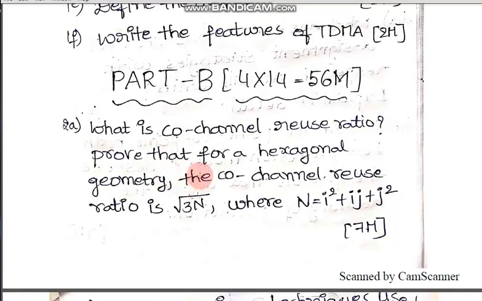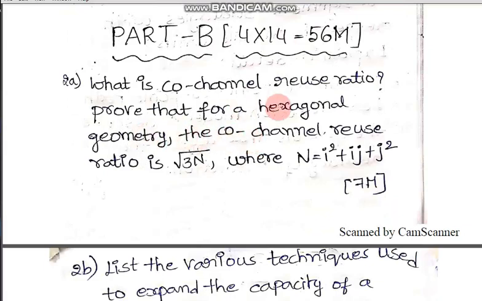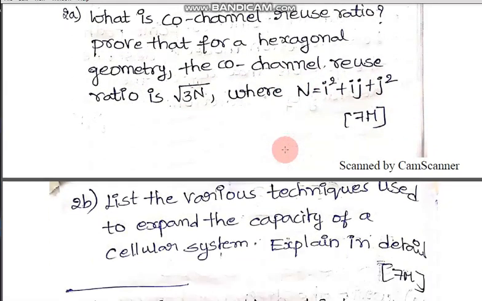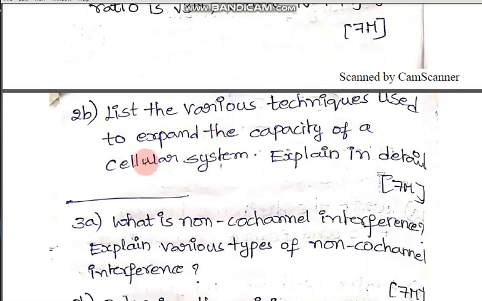Here again a problem is given. What is a co-channel reuse ratio? Prove that for a hexagonal geometry, the co-channel reuse ratio is √(3N), where N equals i² + ij + j². A huge problem again for 7 marks. So we might understand that there are a lot of problems in the first chapter of cellular and mobile communications. And coming to the second question, list the various techniques used to expand the capacity of a cellular system and explain in detail.